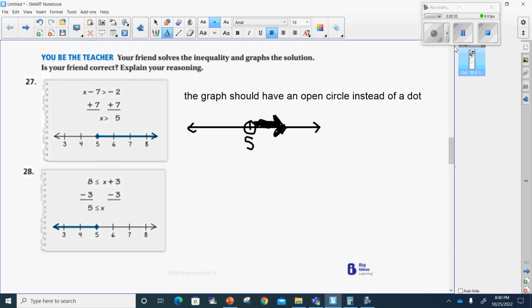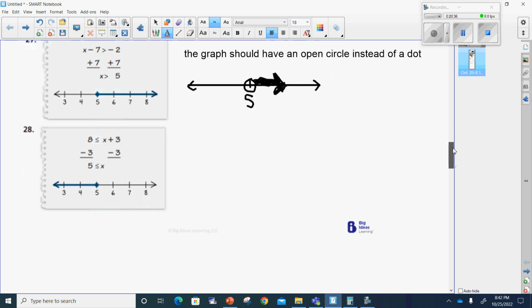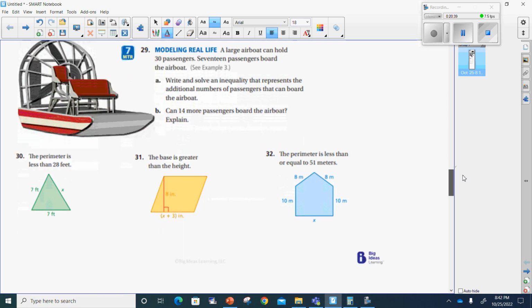All right, let's go to number 29 next. All right, let's move on down. It says, a large airboat can hold 30 passengers. There's no way 30 people are going to fit on here, but fine. 17 passengers board the airboat. Okay, so it can hold up to 30. So that tells me that 30 is going to be on one side, and I can use the symbol less than or equal to. It could equal 30 or be less than 30. It cannot be more than 30.